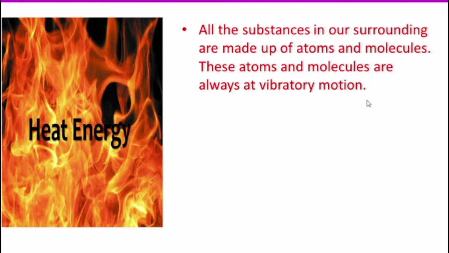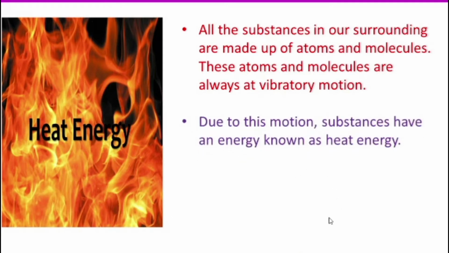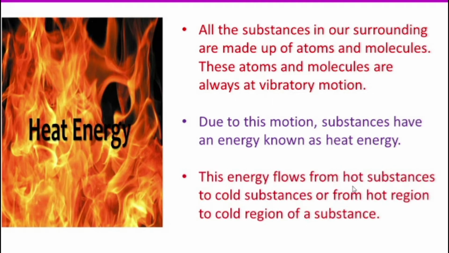Then what is vibratory motion? It's a type of motion in which a particle moves to and fro about a fixed point. For example, swings and pendulums are vibratory motions. Due to this vibratory motion, substances have an energy known as heat energy. This energy flows from hot substances to cold substances, or from a hot region to a cold region of a substance.